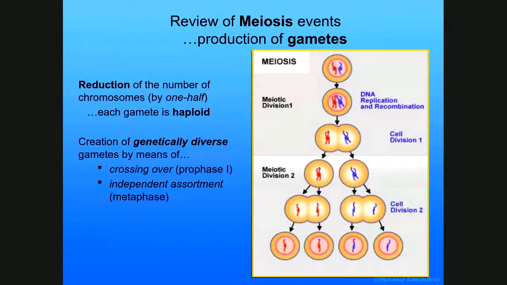So this is how gametes are produced, right? You have meiosis, you have the first meiotic division, and then you have the second meiotic division, and you end up with a genetically diverse set of gametes, each of which are haploid.